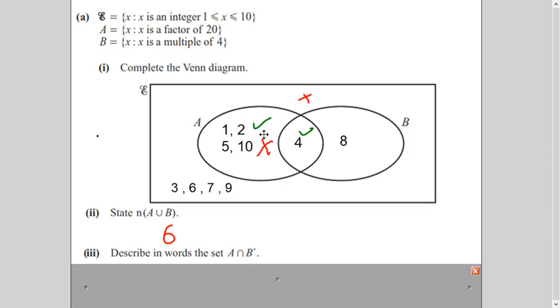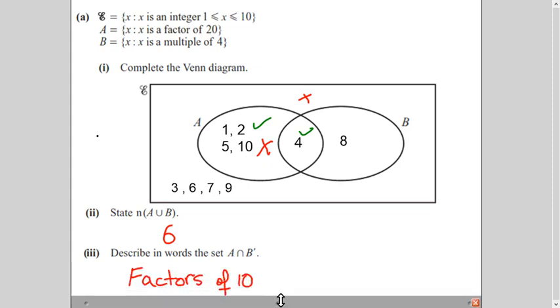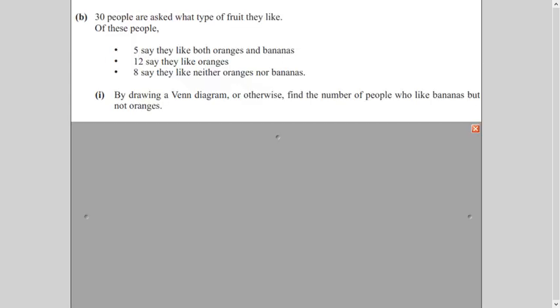So if you have to describe this in words, what is this representing? Like they are describing here, X is a factor of 20, X is a multiple of 4. So what would you write here about this? These are the factors of 10. So you can say factors of 10. So this is how you describe the set notation in words: first identify, and then explain.